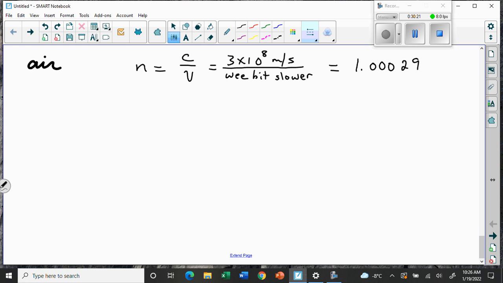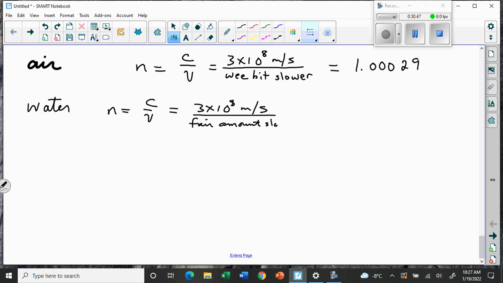But if we take another object, let's take water. And we go n equals c over v. That means it's 3 times 10 to the 8. But this time, it's not a wee bit slower. It's a fair amount slower. And when you put the numbers in and you do the math, this comes out to 1.33.